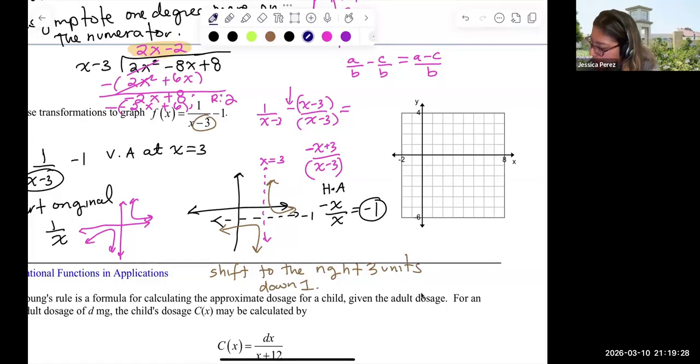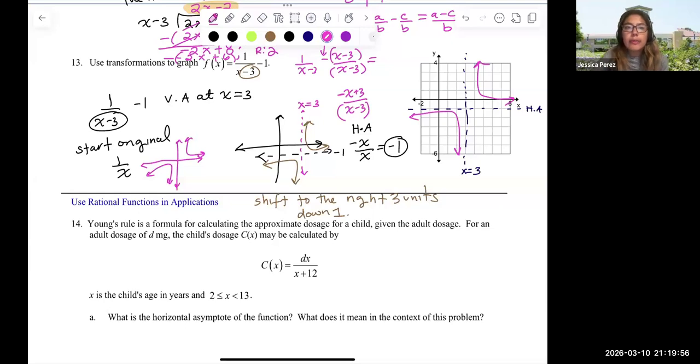So then what you have to do is there's your horizontal asymptote at -1, and then x equal 3. And then your graph still looks the same. So it's reaching those asymptotes. And there is your graph right there.